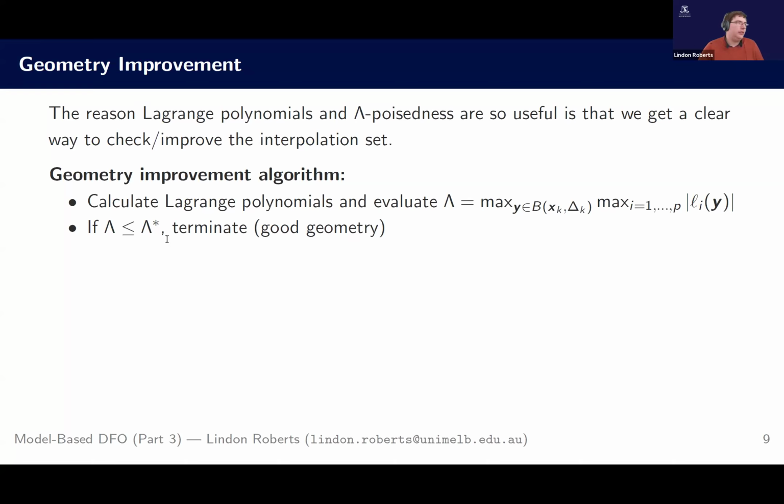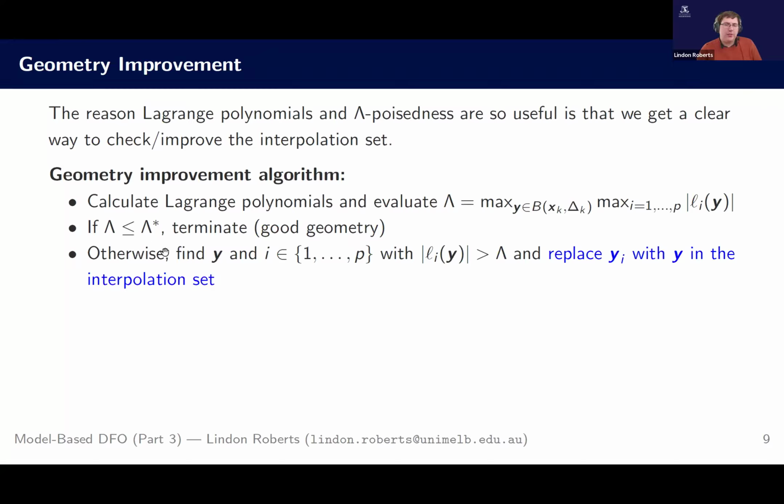The tricky thing then is to say, what happens if my lambda is too big? What happens if I have a bad interpolation set? It's actually very simple. If my lambda is bigger than lambda star, all I have to do is find a y and an i where the ith Lagrange polynomial evaluated at this other point is strictly bigger than, sorry, this should be lambda star here. Find a value where this is bigger than lambda star, which we know exists because we've just evaluated the value of lambda. You can take the argmax of this, which will give us a value bigger than lambda star.